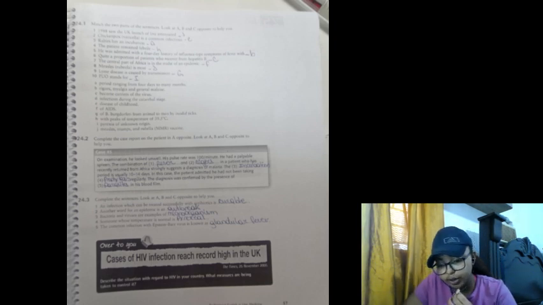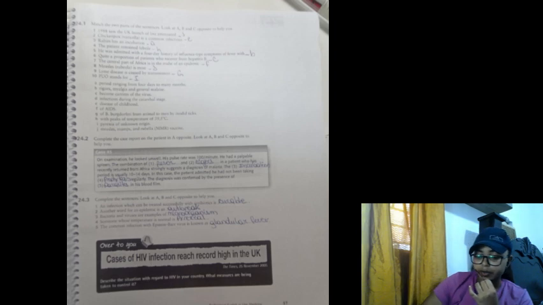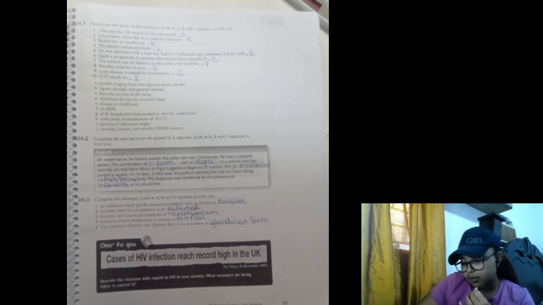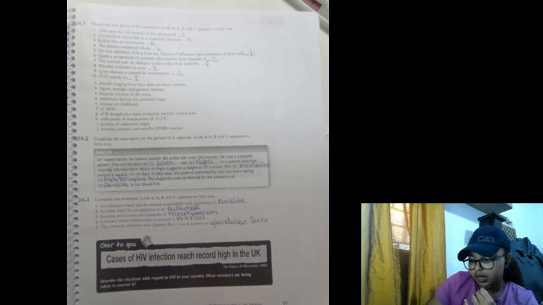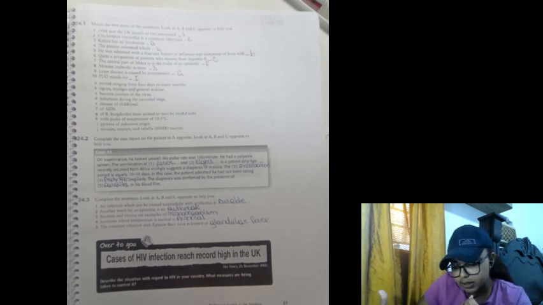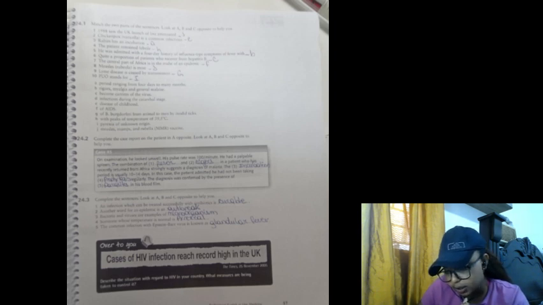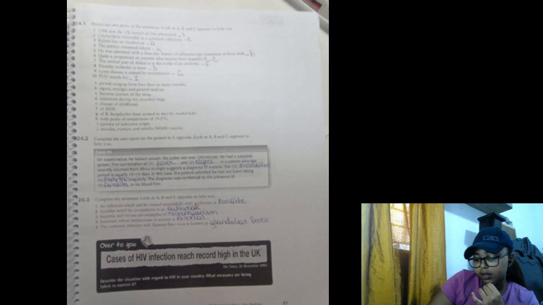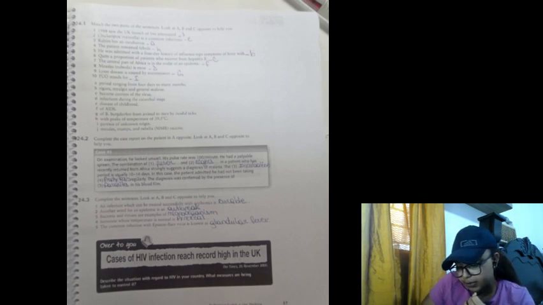Complete the case report on the patient in A opposite. Look at A, B, and C opposite to help you. On examination, he looked unwell. His pulse rate was 100 per minute. He had a palpable spleen. The combination of fever and rigors in a patient who has recently returned from Africa strongly suggests a diagnosis of malaria. The incubation period is usually 10 to 13 days.